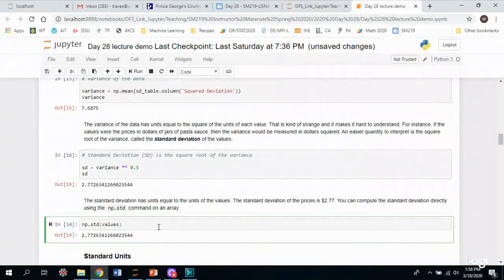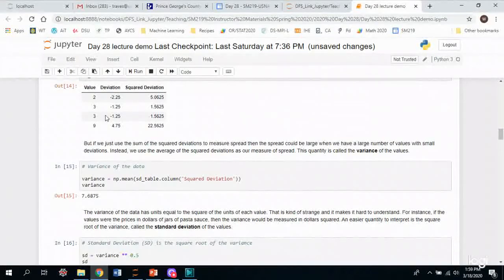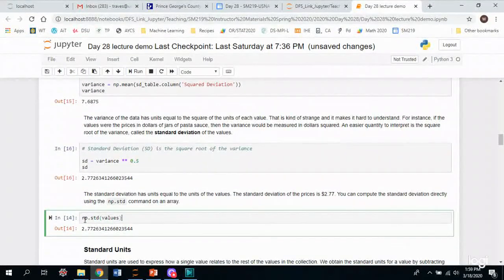Here the values variable is storing the array of values given in this column here, 2, 3, 3, and 9, and we just apply the np.std command to values, and it gives us the standard deviation directly.